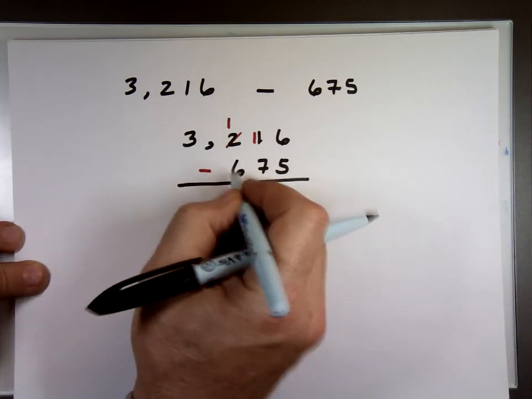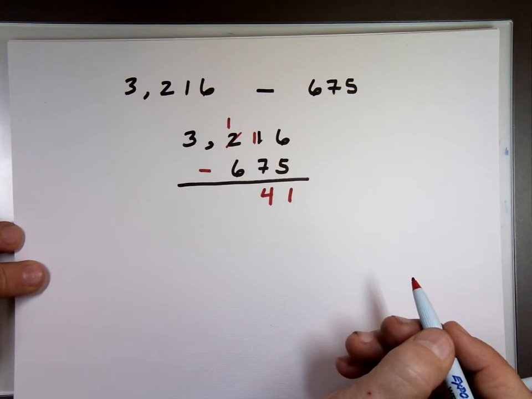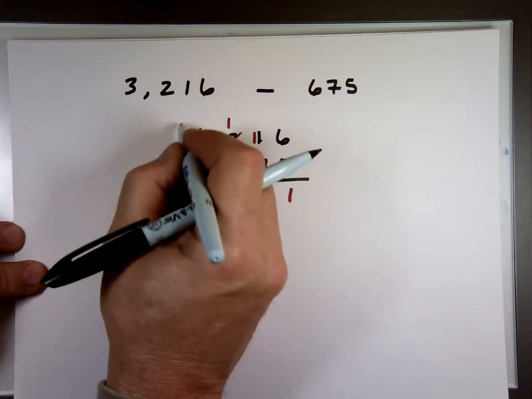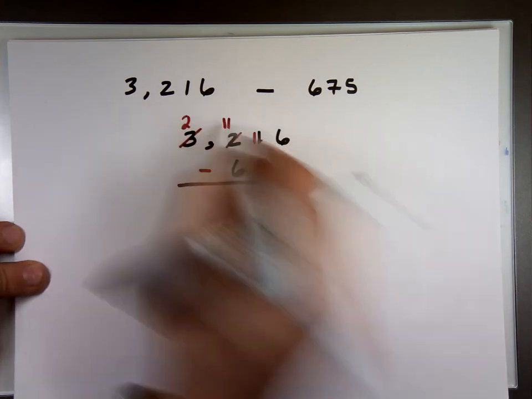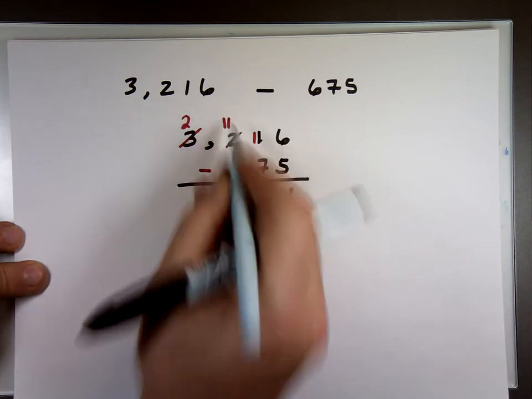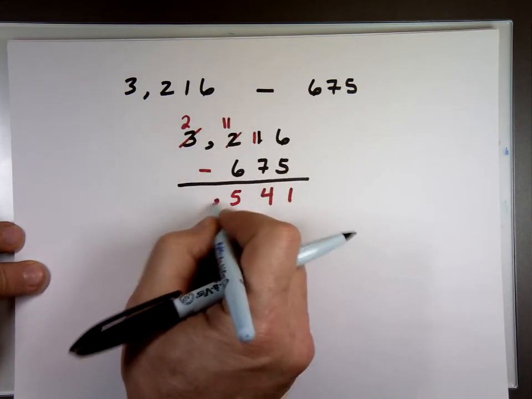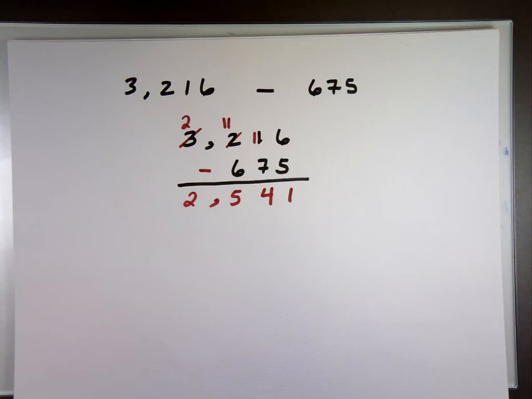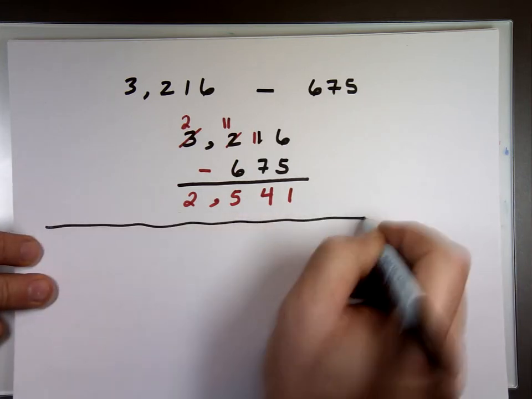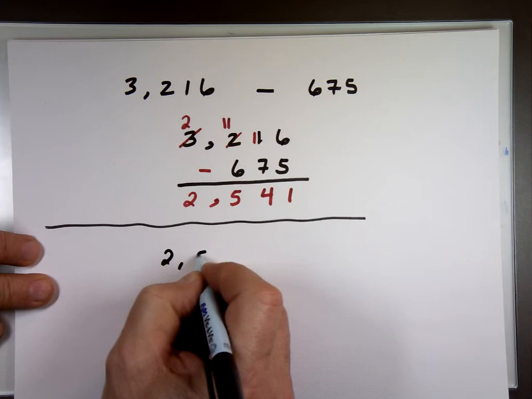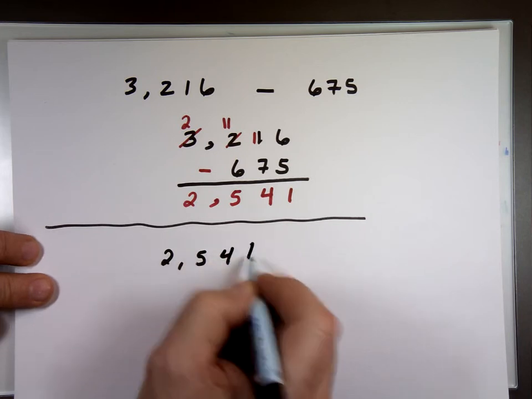6 from 1, you can't. Got to borrow 1 from this. This becomes 2, and this is what? 11. 6 from 11, 5. 2. $2,541. Again, that's your balance.